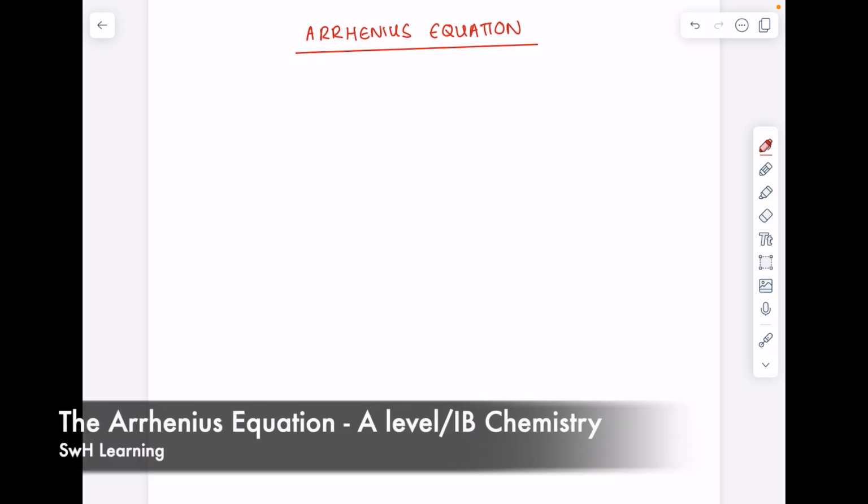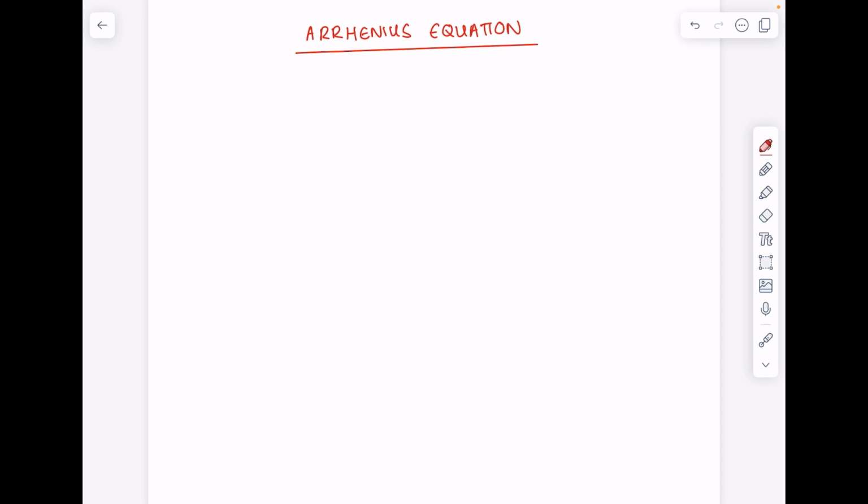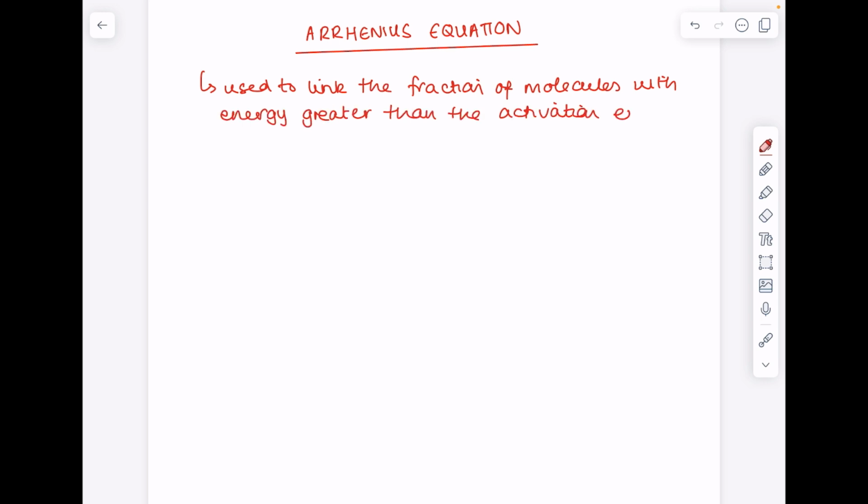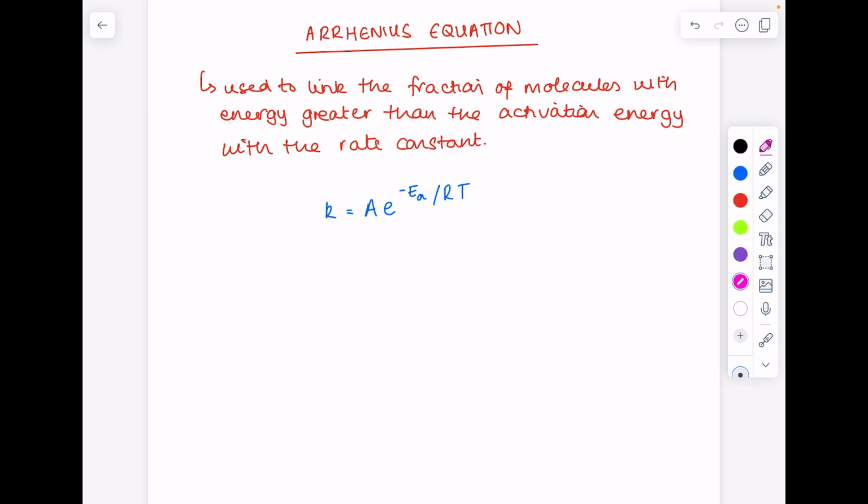The Arrhenius equation is used to link the fraction of molecules with energy greater than the activation energy with the rate constant. Okay, it looks pretty disgusting. I'm going to take each of these components in turn and explain them to you.